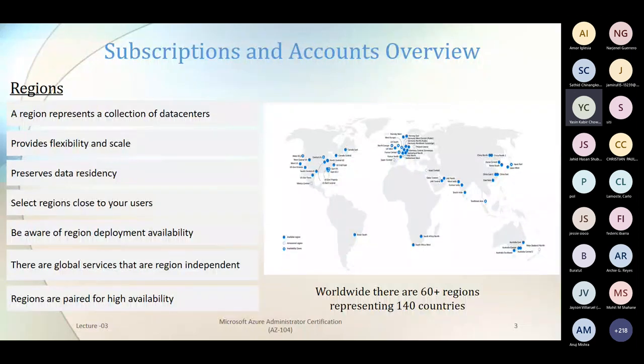Regions are paired for high availability. Two or three regions can be paired for high availability. Suppose there is a flood or any natural calamity in one region and the data center goes down, then you can recover your data from another region. So this is another thing about regions in Azure.